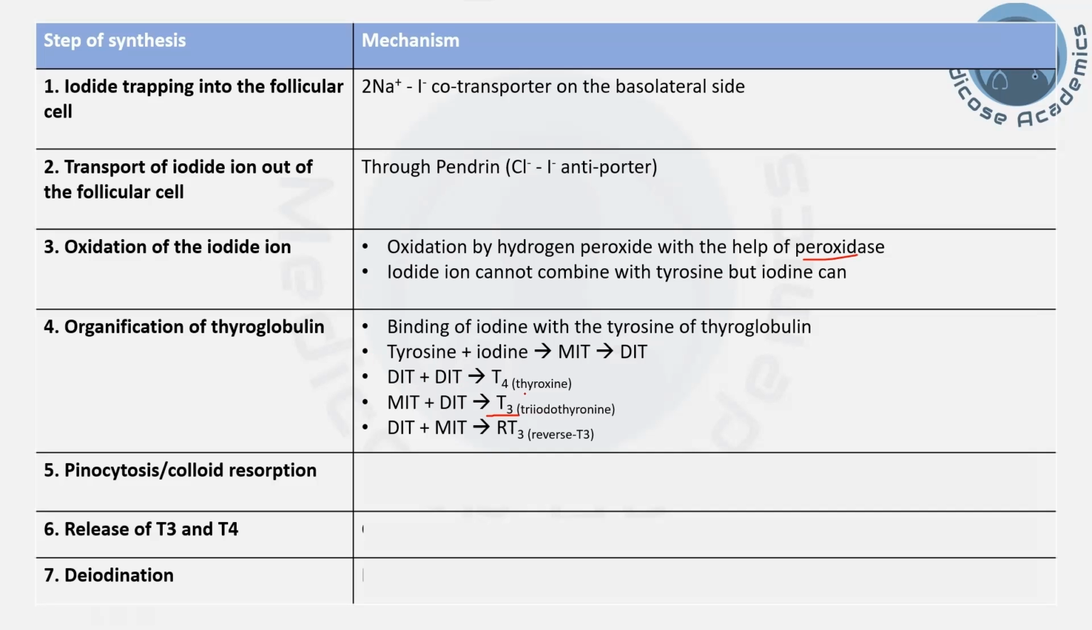If they combine, they are going to form thyroxine, or tetraiodotyrosine. If diiodotyrosine combines with monoiodotyrosine, it forms reverse T3. So MIT plus DIT forms triiodotyrosine. But DIT, if it combines with MIT, it forms reverse T3. So the major output is T4 and T3. Reverse T3, you can ignore it for a while.